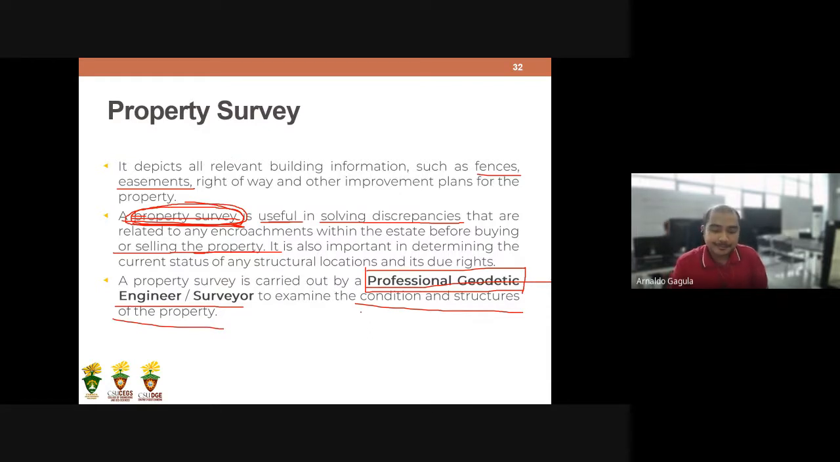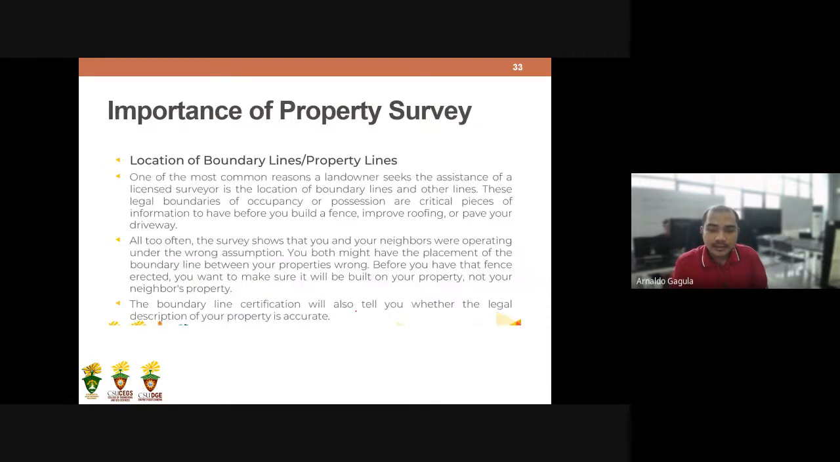So, that's it. Then, why is a property survey important? Why is it important to execute a property survey? First, location of boundary lines and property lines.